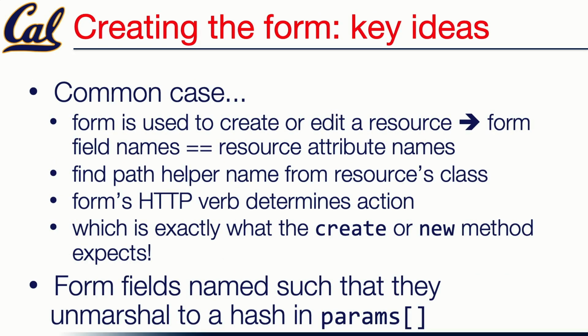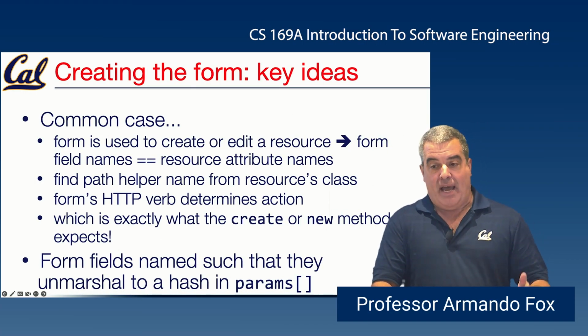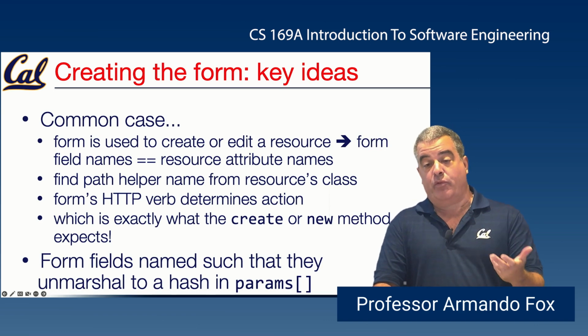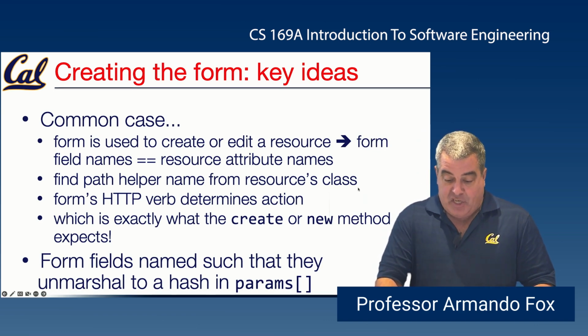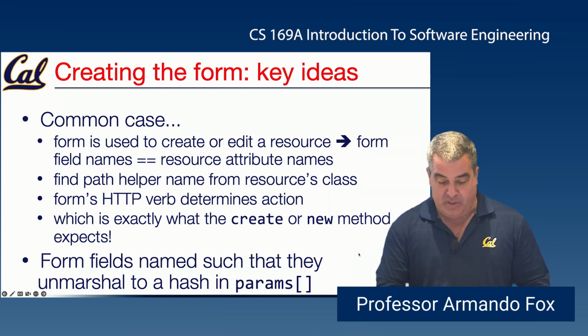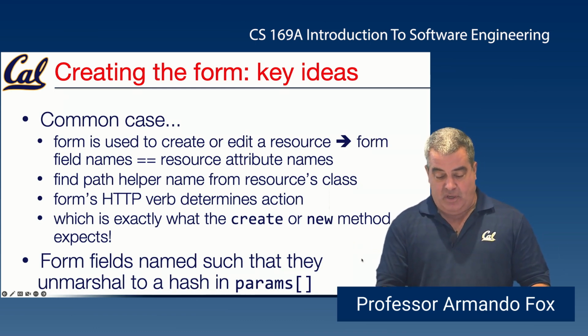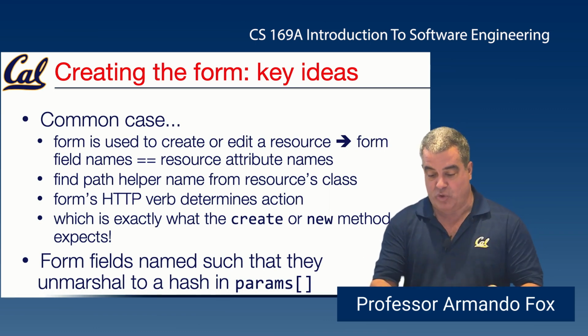So the common case is the form is used to create or edit a resource. So the form field names will correspond to the attribute names. The resource class will tell us what path to submit to. Because it's a form for a movie, we can submit it to movies path. The HTTP verb determines the action. So the action plus the URI gives you the complete route. And the params are already parsed in a way that is just about ready to pass to Active Record, which we're going to do next.